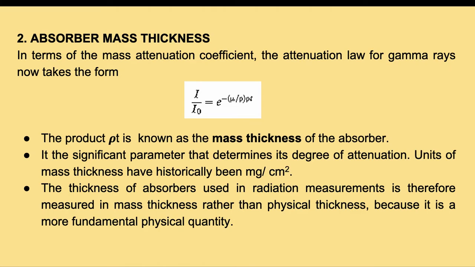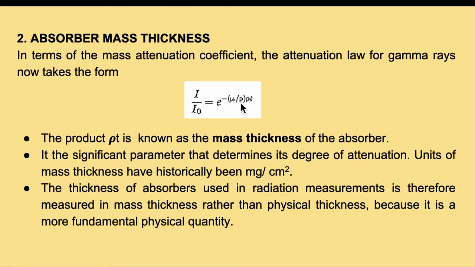Next is absorber mass thickness. In terms of the mass attenuation coefficient, the attenuation law for gamma rays now takes the form I by I0 equal to e raised to minus mu by rho into rho T. Actually, the initial expression was minus mu T. We have divided by rho and multiplied with rho. That means it is minus mu by rho into rho T.